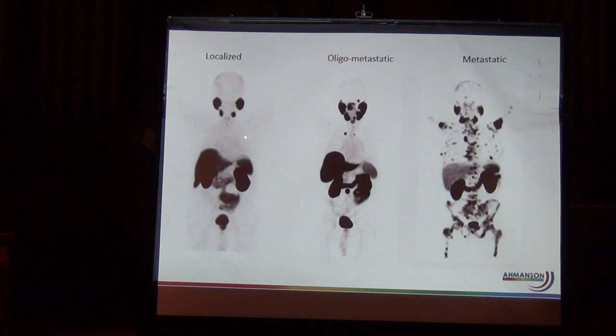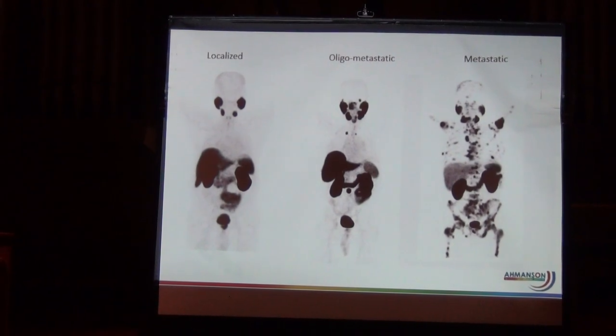So here's an example of a patient that was diagnosed with prostate cancer. A lot of what you see here is what we call physiologic uptake. These are normal tissues that express the PSMA target. The prostate cancer that you can see down here is the only area of abnormal uptake. So this patient has localized disease, no metastasis, so the disease can be attacked at this local level, whether it's with surgery or radiation, and hopefully whatever treatment is chosen will cure this patient.